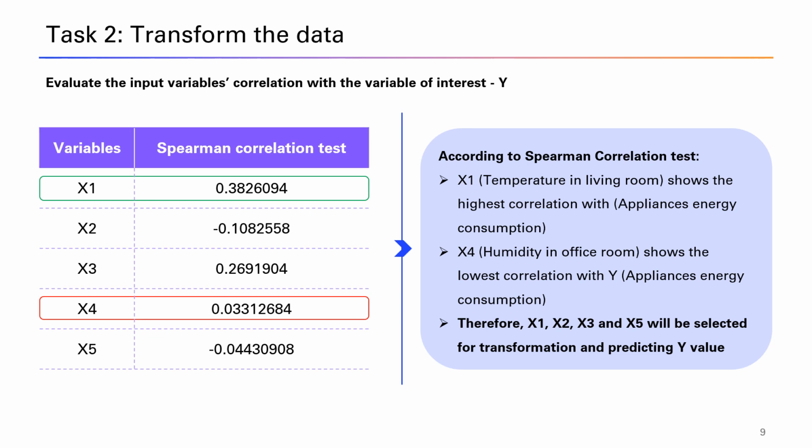Moving on to transforming data, I will evaluate the Spearman correlations between x and y to select appropriate predictors for energy consumption. X1 has the strongest correlation, while X4 shows the weakest correlation, so it contributes very little to predicting Y. Based on this, I will select X1, X2, X3, and X5 for transformation and prediction.